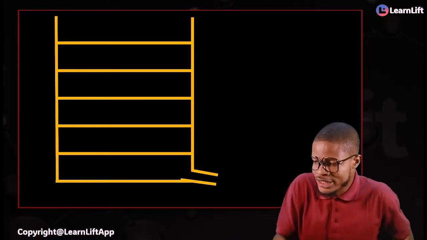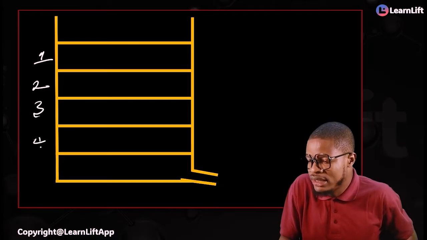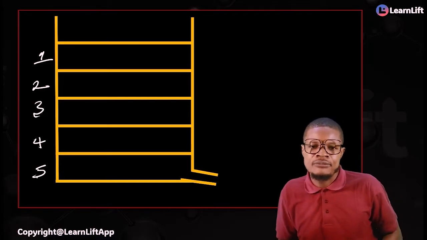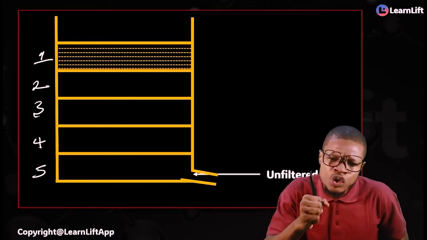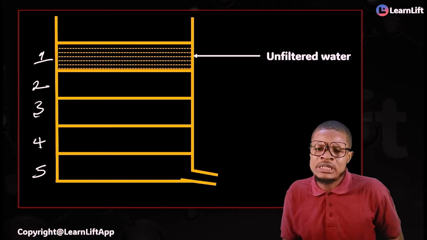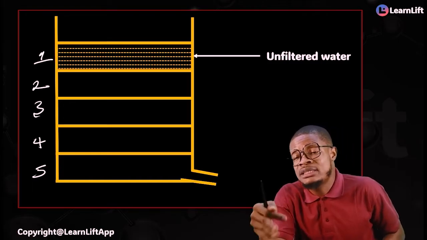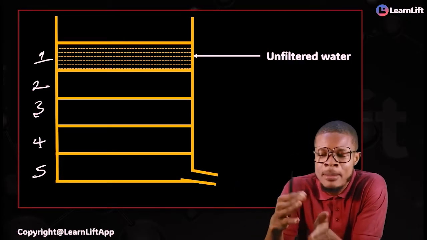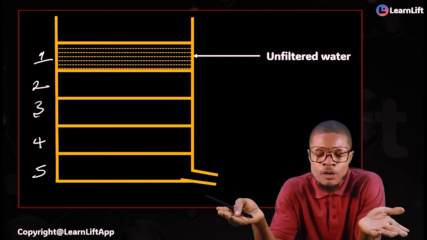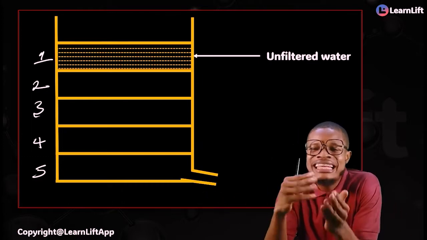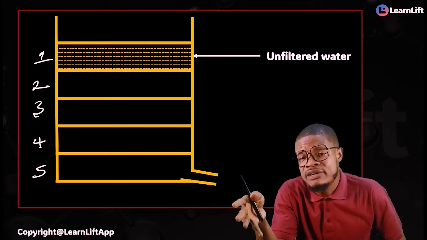This is your first layer, layer 1, layer 2, layer 3, layer 4, and layer 5. And what happened in layer 1? Layer 1 is what contains what is called the unfiltered water. Probably people like your normal pure water company, some of them can operate this procedure. Unfiltered layer is layer 1. But the pure water company is more sophisticated even than this.